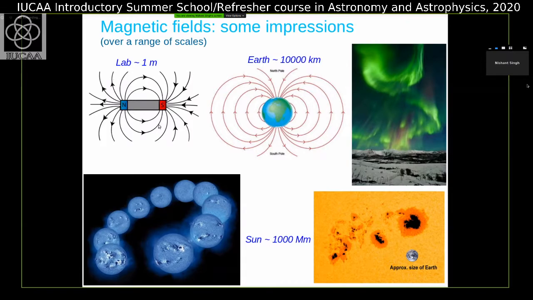In a lab, you have a magnet. If you go to the Earth scale, the 10,000 kilometer scale, you have a magnetic field for the Earth. These are the aurorae, which occur when charged particles from the solar wind hit the Earth's magnetic field towards the north and south poles. You see this beautiful sky.